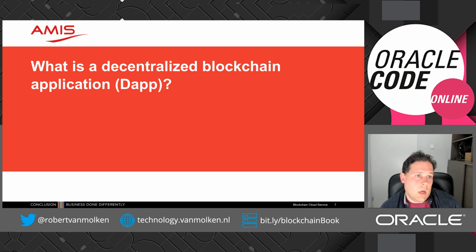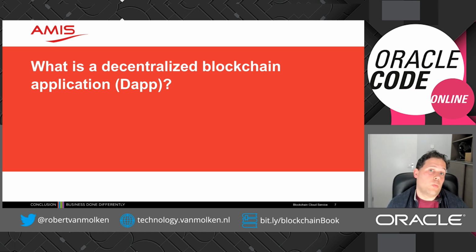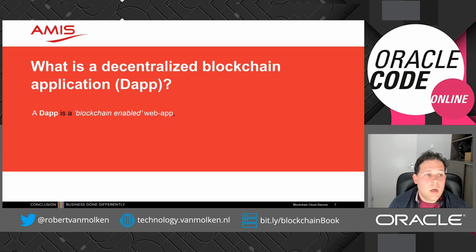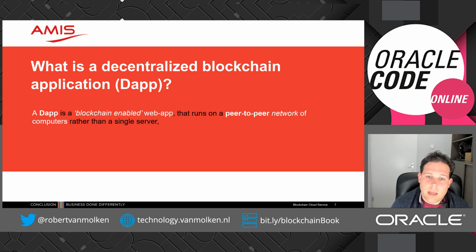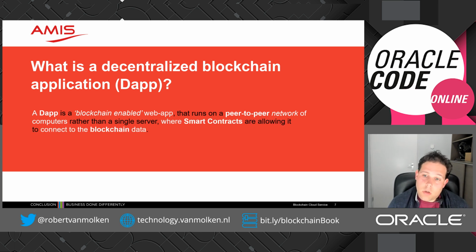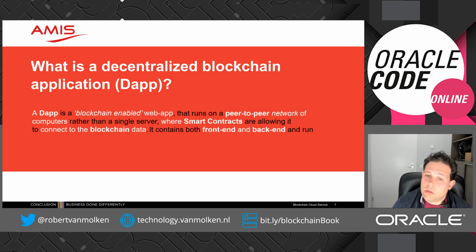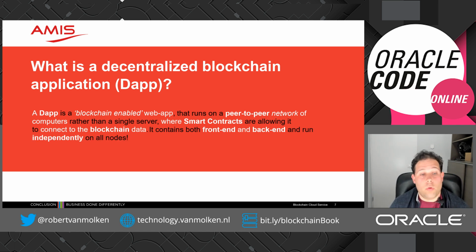So next, we're going to look at what... So we talked about blockchain. Now let's look at the layer of what we can build on top of that. They are called decentralized blockchain applications, or in short, a DApp. A DApp is a blockchain-enabled web application. It runs on a peer-to-peer network of computers rather than a single server. In this case, smart contracts allow it to connect to the blockchain data. It contains, in the ideal world, both front-end and back-end, and it runs independently on all nodes.